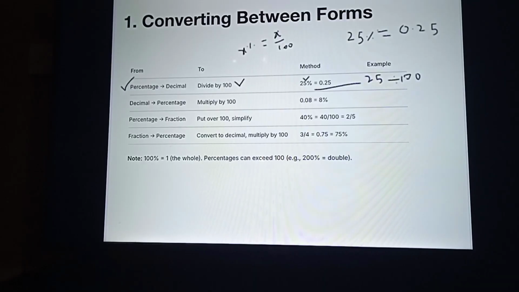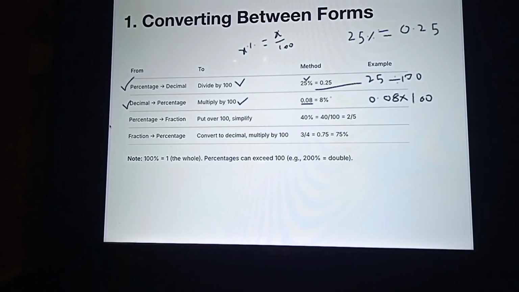Now if we want to convert decimal to percentage, then you just multiply it by 100, because the rule is multiply by 100. In this case we have the example of 0.08. So to convert this to percentage, just multiply 0.08 with 100, then you will get 8%. After multiplying, you put the percent sign with it.